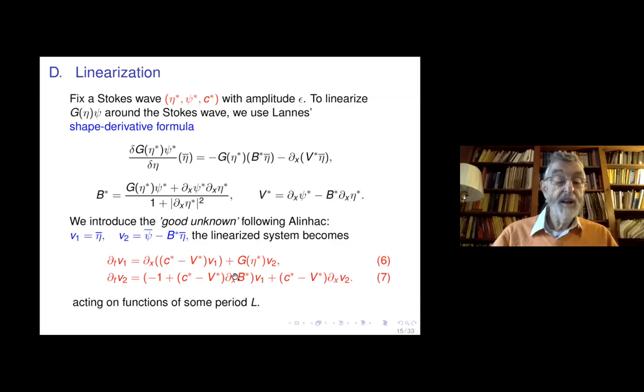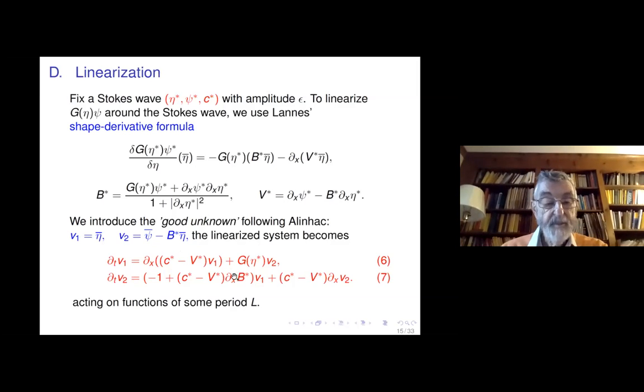So you get this equation in red. They act on functions of a certain period. And you notice that these are linear equations in V1 and V2 with variable coefficients. All the things with star, like this and this, are variable coefficients that depend on the Stokes wave that you started with. Okay, so we're going to be working with this system in red.